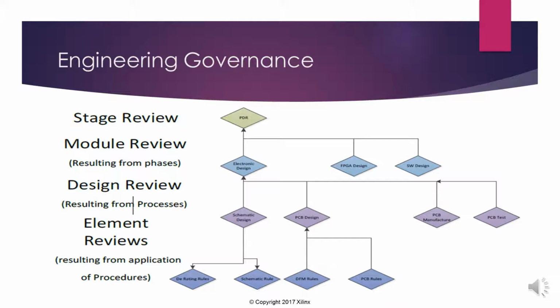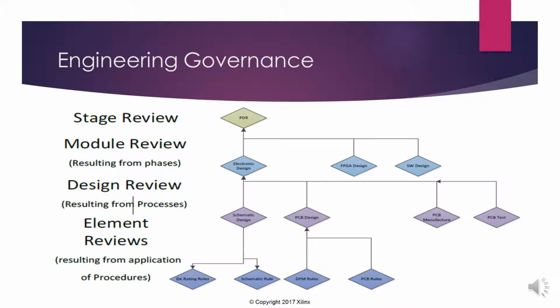And within that electronic design stage, we will have done a schematic design as a process, we will have done a PCB design, we will have PCB manufacturers review it and PCB test, and we will have applied things like D-rating, schematic rules, DFM rules and PCB rules. So all this collates as evidence to go into our preliminary design review that we're ready and that we're good to take this forward, and that we are mature enough to move from one position to the next.